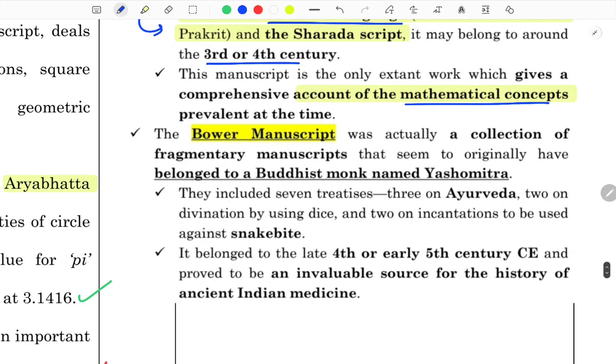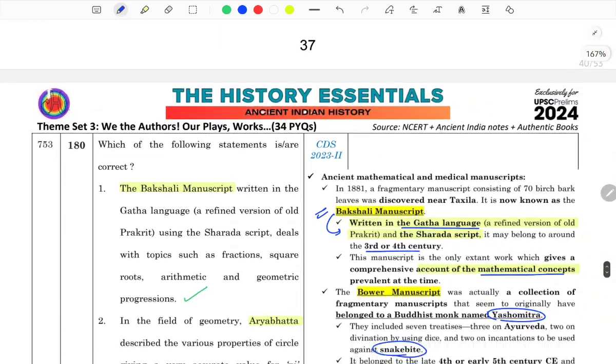There is also mentioned in the notes the Bower manuscript, actually a collection of fragmentary manuscripts that seem to originally have belonged to a Buddhist monk named Yashomitra. They included 7 treatises, 3 on Ayurveda, 2 on divination by using dice, and 2 on incantations to be used against snake bite. It belongs to the late 4th or 5th century CE and proved to be an invaluable source for the history of ancient Indian medicine. Now this is your question.